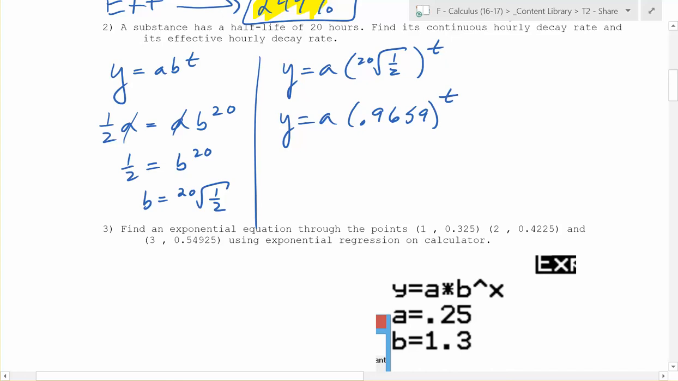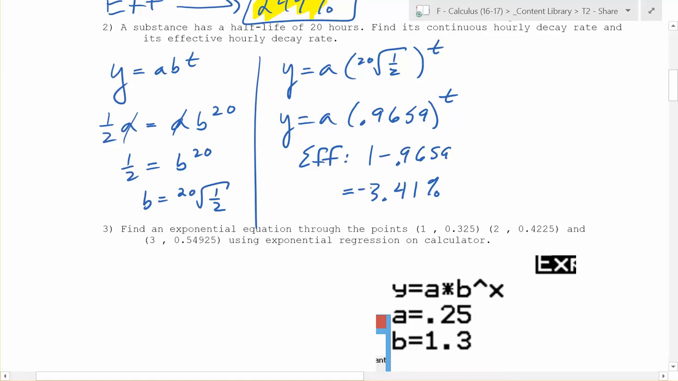And remember what we talked about just a minute ago? Does the a value have anything to do with the effective interest rate? No. So we're not doing the continuous one, we'll do the effective one. The effective interest rate is the difference between 1 and whatever is underneath the exponent. It's decay, so it's going to be 1 minus 0.9659. What is that? Is it 3.41?